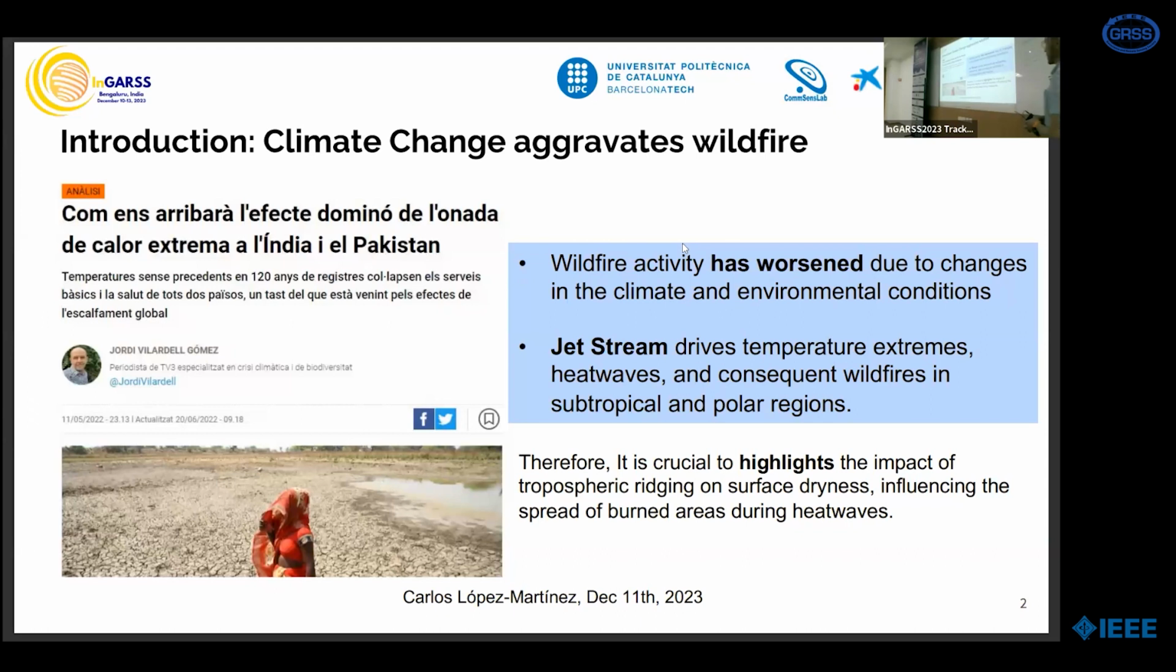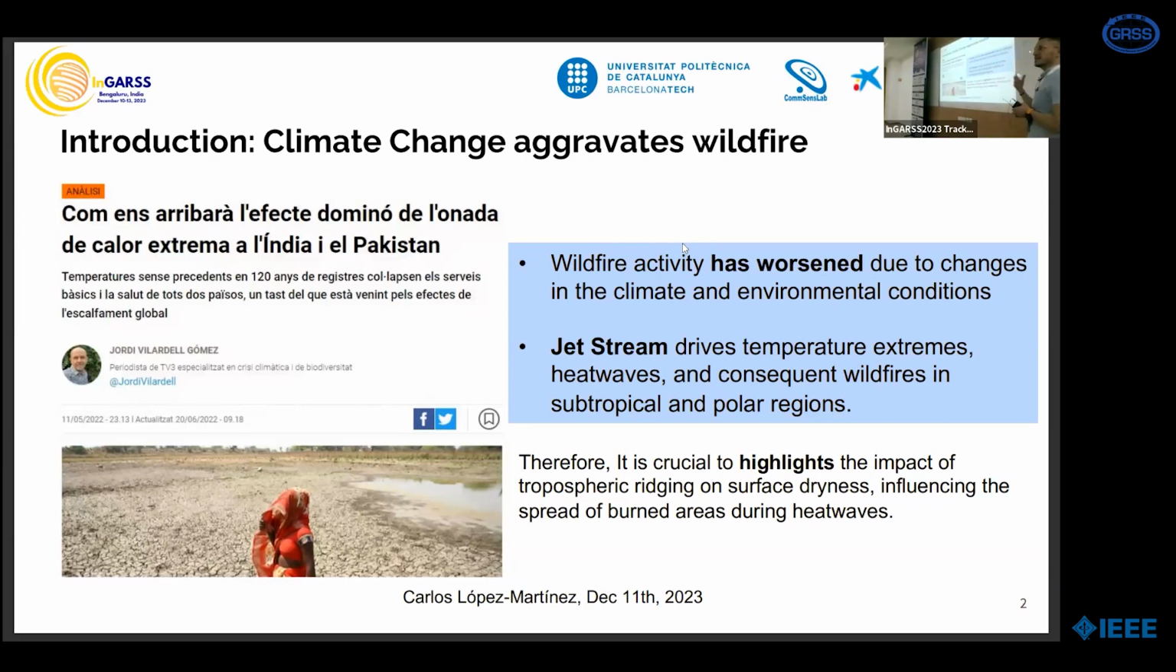Our idea is, first of all, to try to predict the extension of the fires of this extreme, because it has been shown that one of the main characteristics of these new fires and the threat of climate change is that they are increasing in size. So we wanted to study which are the processes governing the extension of these wildfires.